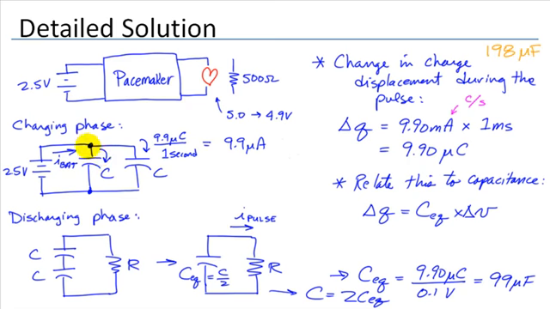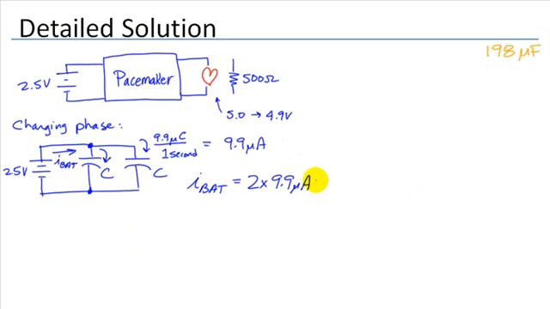So if we have coulombs divided by seconds, that gives us current. So it says that each capacitor has an average current of 9.9 microamps. Therefore, the average current from the battery would be twice that. And this is one of the things that we were looking for in the problem statement. And our average battery current is 19.8 microamps.